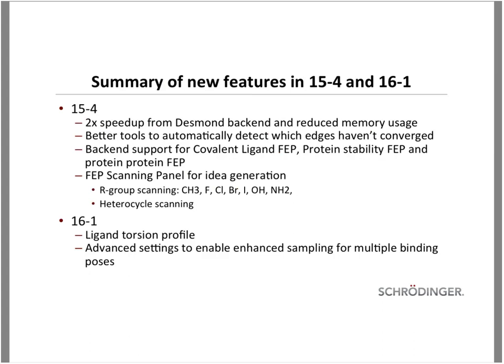We are providing back-end support for doing FEP with covalent ligands. We are able to do calculations both for protein stability and for protein-protein interactions, so the effect of mutagenesis on affinity of one protein for the other, and the effect of mutagenesis on the stability of a protein in solution. And I'll briefly go over the FEP scanning panel as well in the next slide.